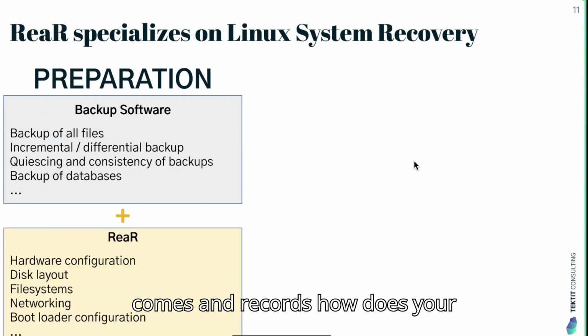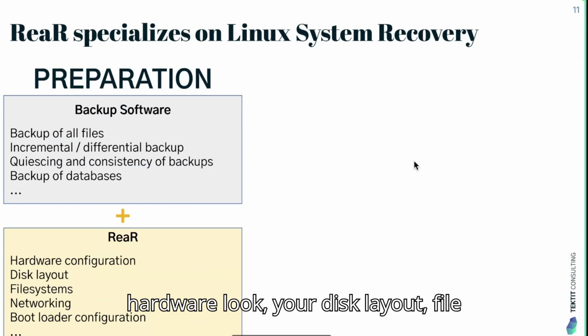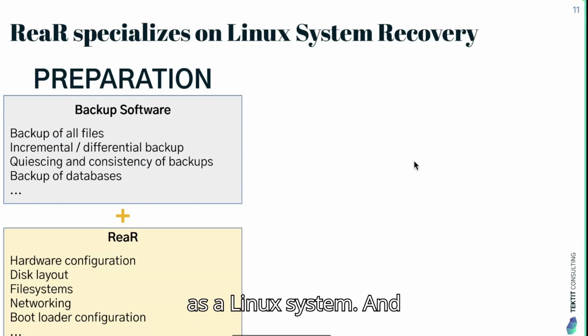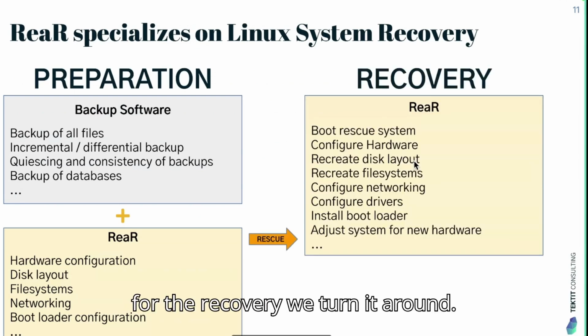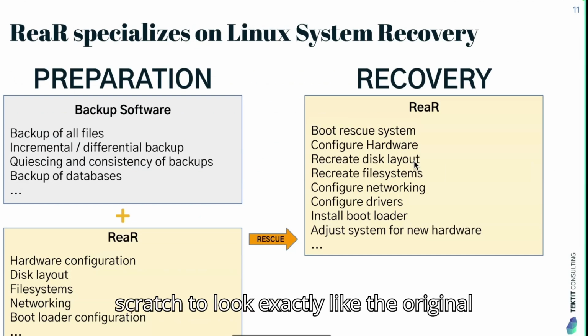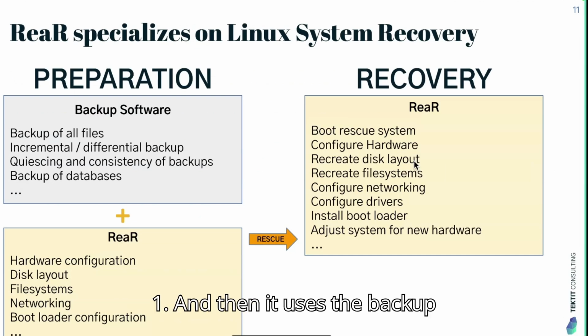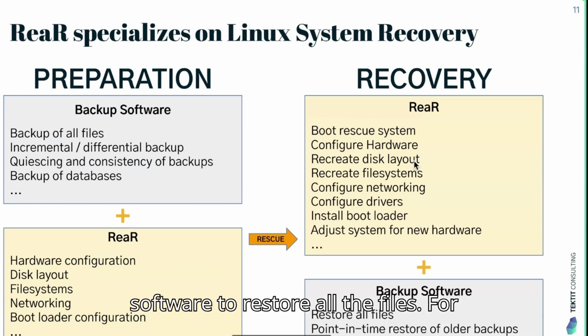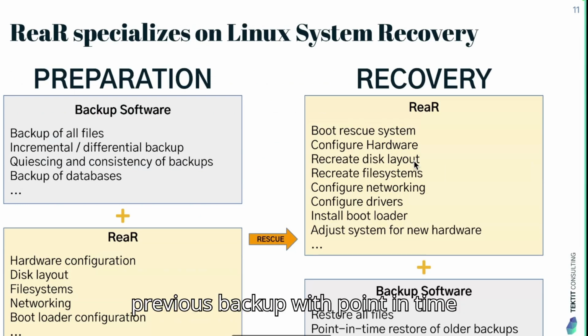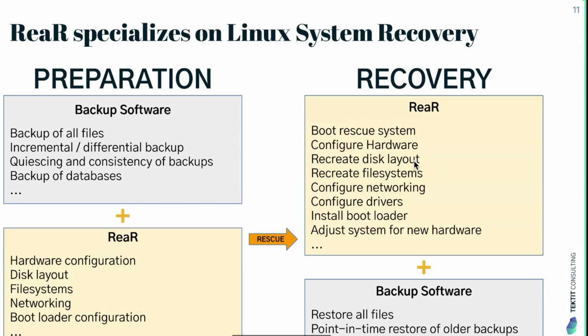ReaR records how your hardware looks: your disk layout, file systems, networking, bootloader, everything that makes Linux actually work as a Linux system. And for the recovery, we turn it around. ReaR uses that information to rebuild your new server from scratch to look exactly like the original one. And then it uses the backup software to restore all the files. For most backup software, we support both restoring from the last backup and a previous backup with a point-in-time selection.